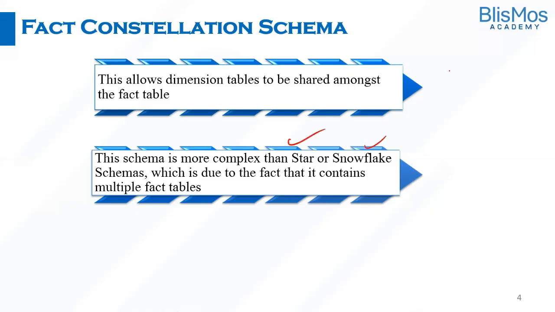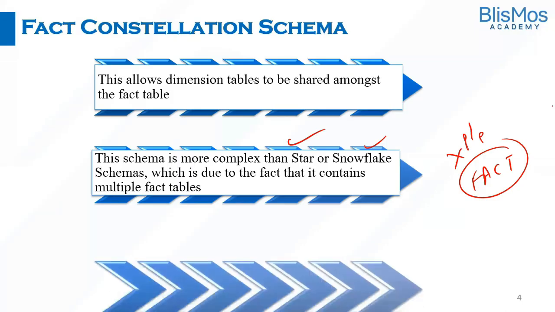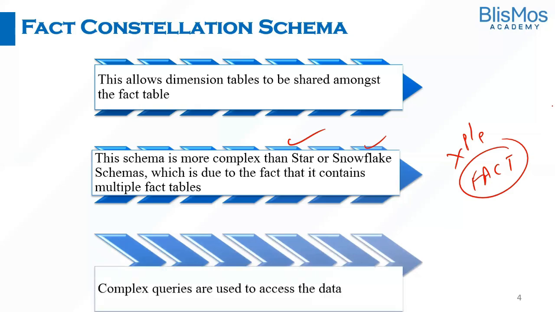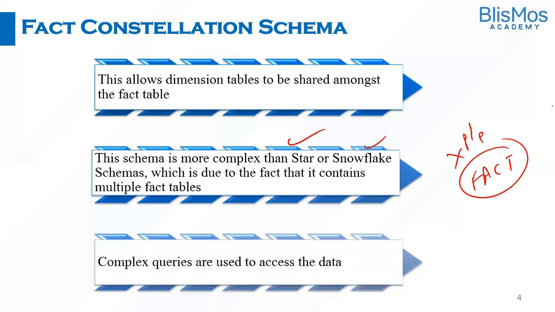Why is it complex? Because of the multiple fact tables. When you have multiple fact tables, there will be multiple dimension tables surrounding them. That adds to the complexity. Because it is complex to implement and to store, when you are writing the queries, you have to write complex queries to access or analyze the data.